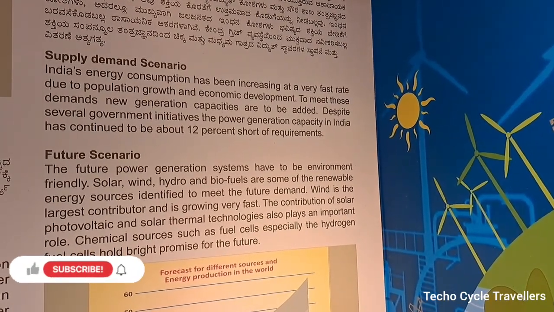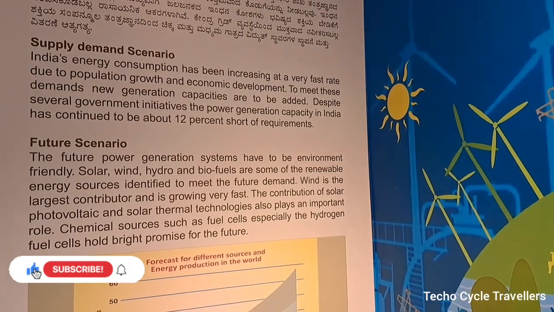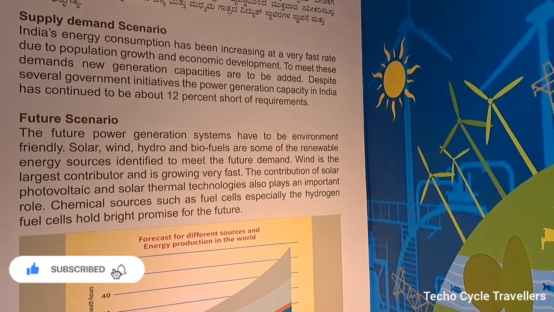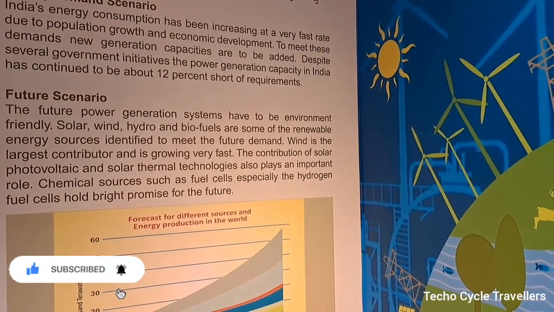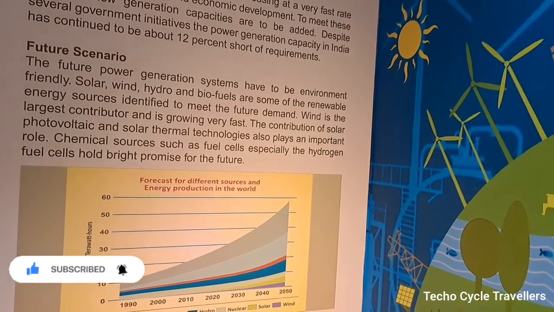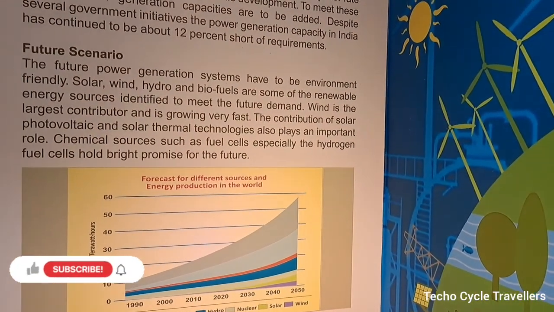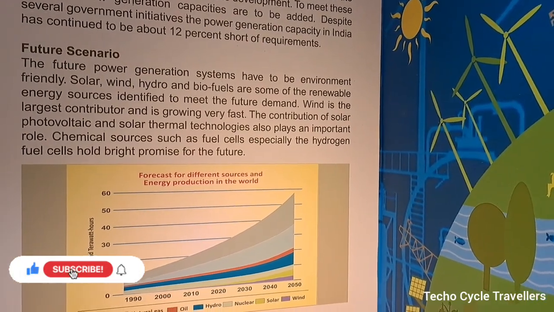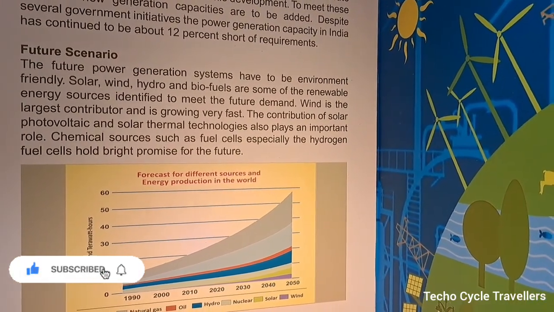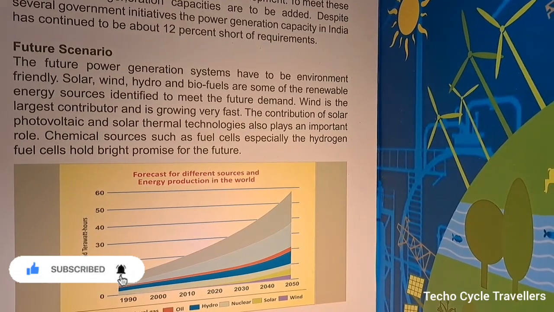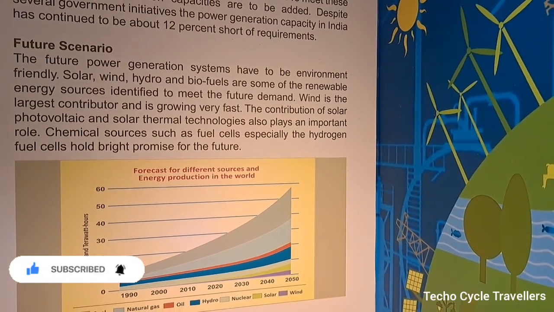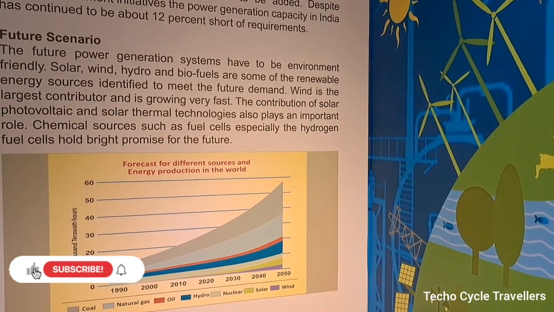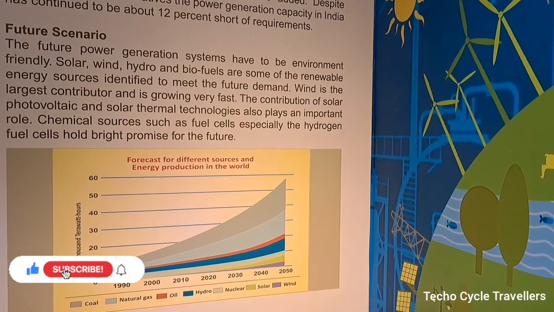Future scenario. The future power generation systems have to be environmentally friendly. Solar, wind, hydro, biofuels are some of the renewable energy sources identified to meet the future demand. Wind is the largest contributor and is growing very fast. The contribution of solar photovoltaic and solar thermal technologies also plays an important role. Chemical sources such as fuel cells, especially hydrogen fuel cells, hold bright promise for the future.